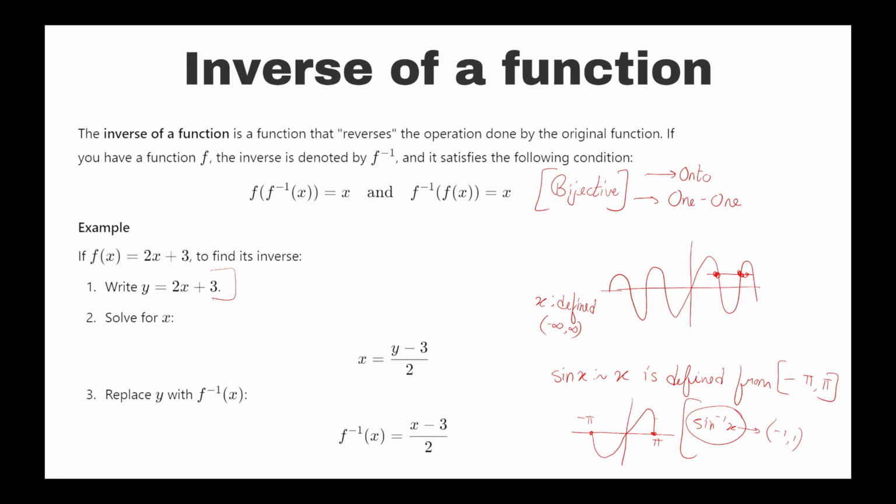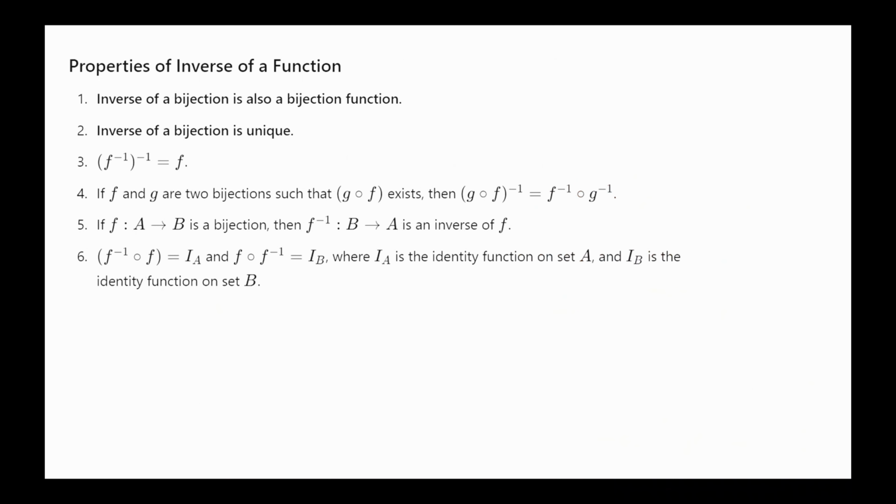Now again, you will study a lot in detail about inverse trigonometric functions when we study that chapter. But for the time being, just remember this thing. If I have a many-one function, I can still make it a one-one function by defining it in certain intervals. If it is defined in a certain interval, then it becomes a one-one function. So that is why we can write the inverse of those functions as well.